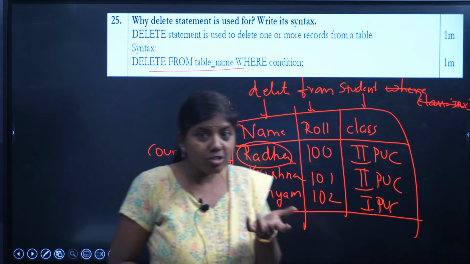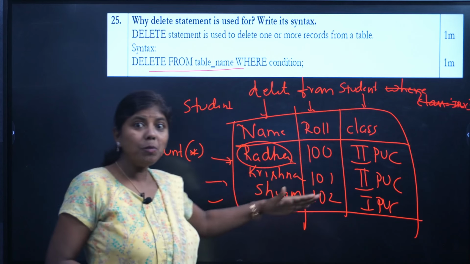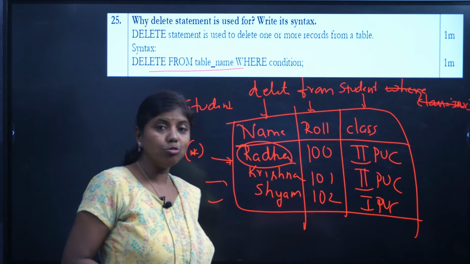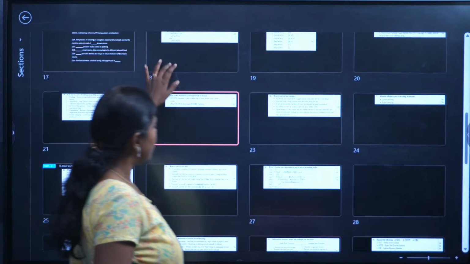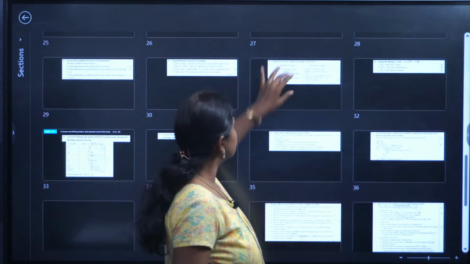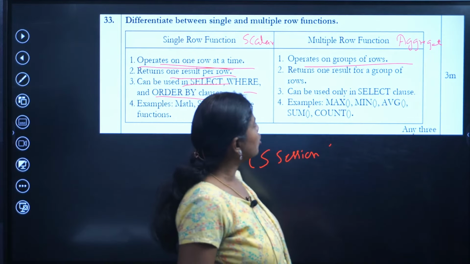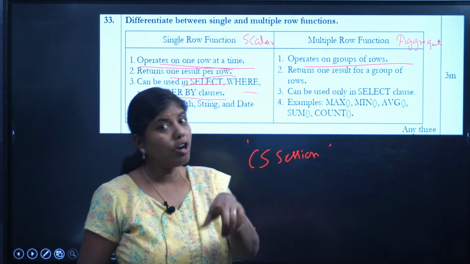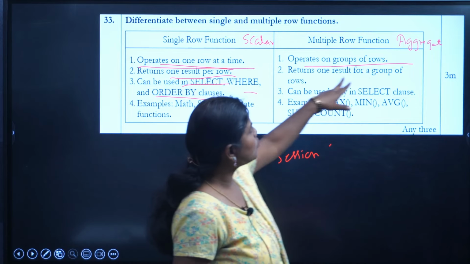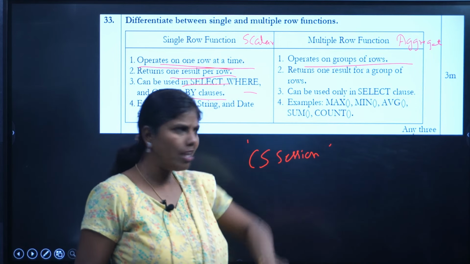When you use the count star function, it does not work on a single row. It works on multiple rows. Those are called multiple row functions. Groups of rows. How many values does it give? It gives one value for multiple rows. It returns one result for a group of rows. For a group of rows, it gives one value only.